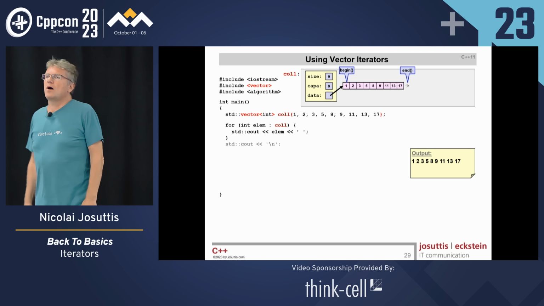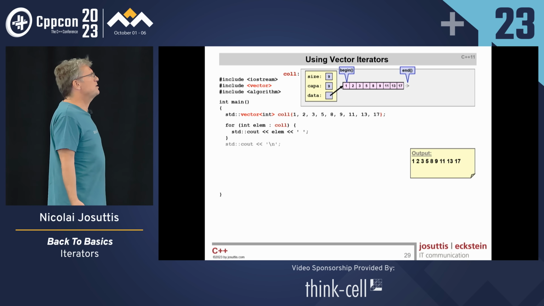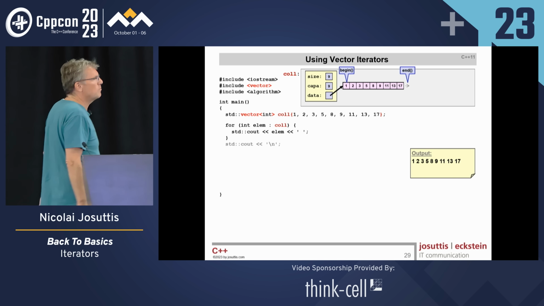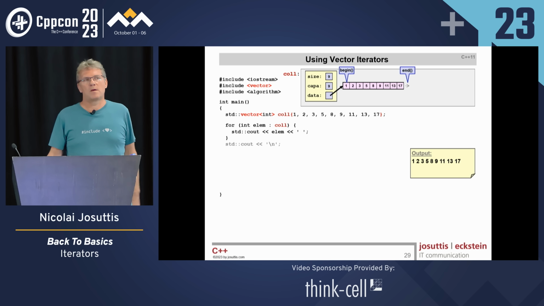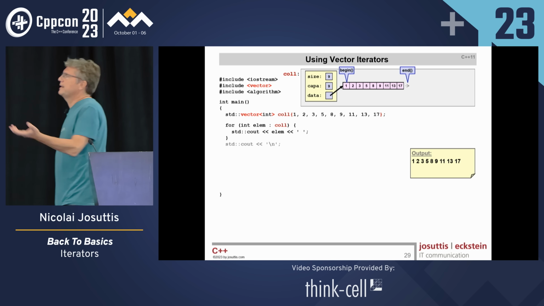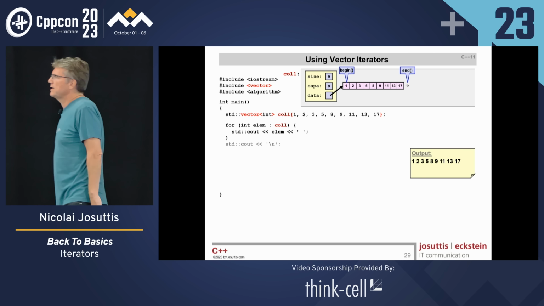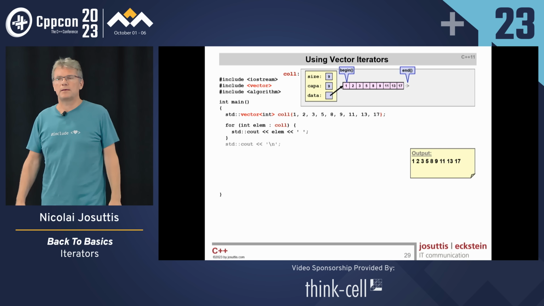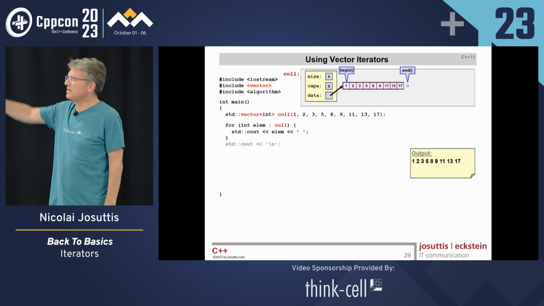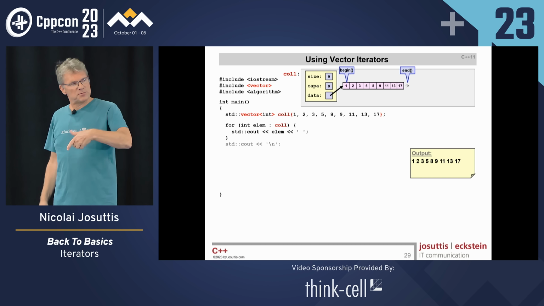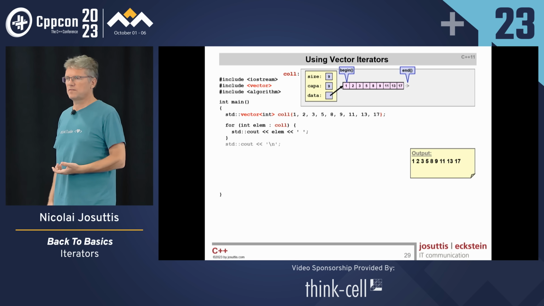When we iterate over this using a range-based for loop, the range-based for loop uses iterators to iterate from begin to end. So the vector has begin and end, and that is used by the range-based for loop to iterate over the elements. And what you get while you iterate is the element. For that, the range-based for loop internally calls the star operator.